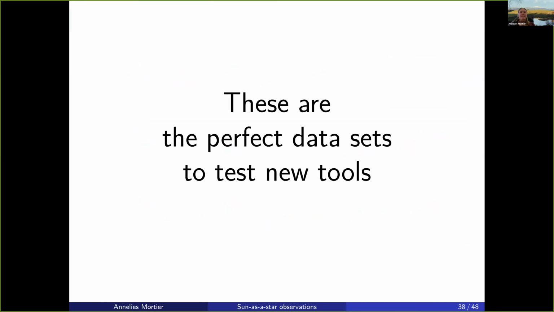Now, the final thing I want to talk to you about in my final minutes is that because we have this data set where there's effectively no planets, and we know that for sure, it is the perfect data set to test new tools. I will already put a caveat here. It is not the perfect data set if your new tool is reliant on the different motions of tellurics and stellar lines, because for the solar data, they don't actually shift.